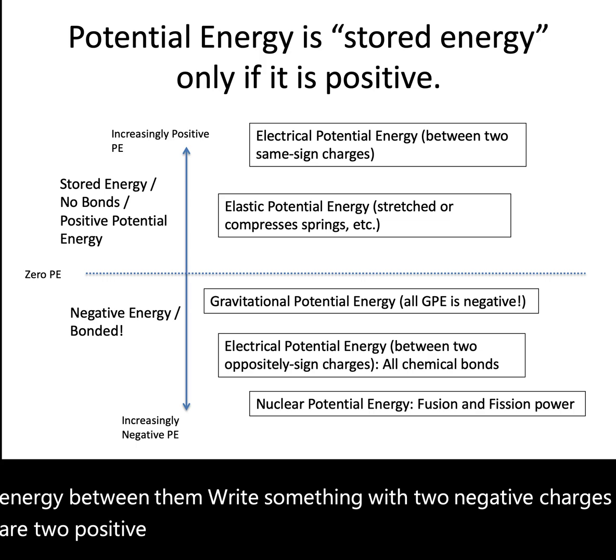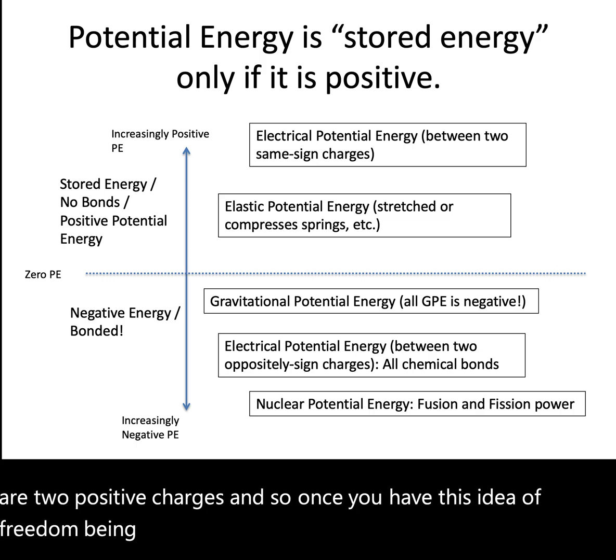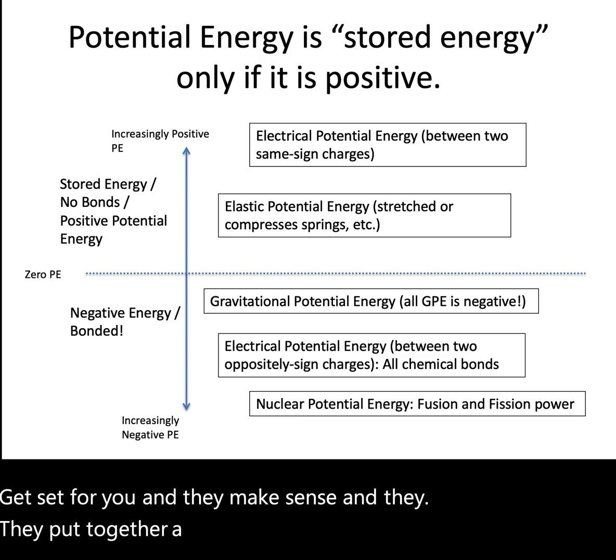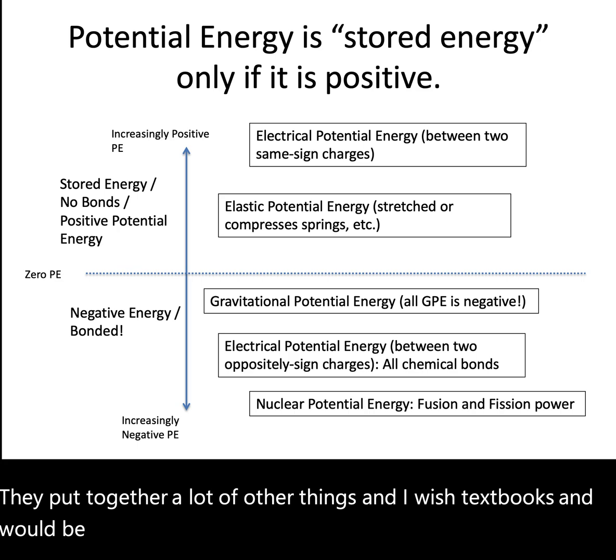And so once you have this idea of freedom, or no interactivity, being the 0 point of energy, then the positive and negative signs get set for you. And they make sense, and they put together a lot of other things. And I wish textbooks would be more explicit about this and sort of agree on this convention. But let me walk you through it, right?